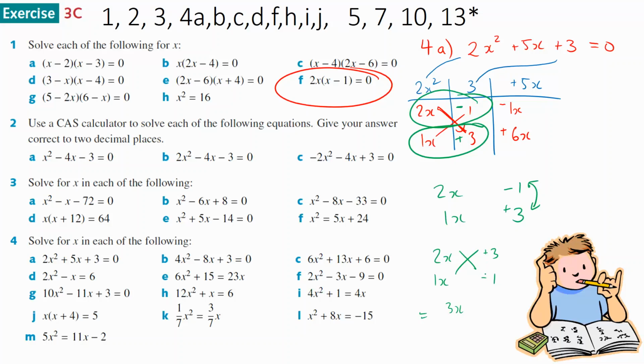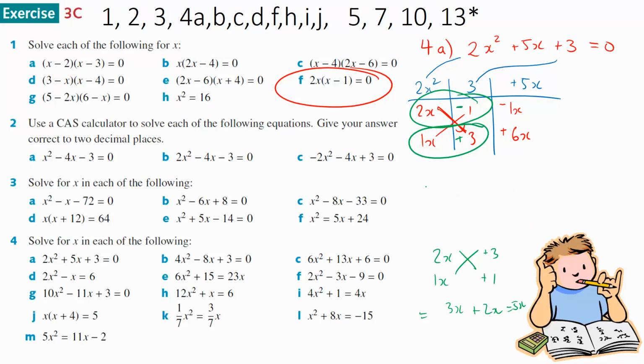So the only way to make that work is if it's a plus 1. 2 plus 3 is 5. Or you can think of it as 6 minus 1 is 5. Yeah? So now in this case, you've got 3x plus 2x. That gives me the 5x, so it works. So what is your final answer?